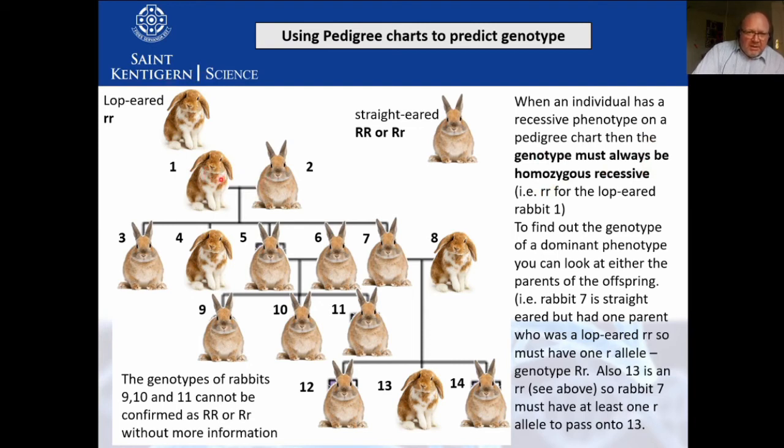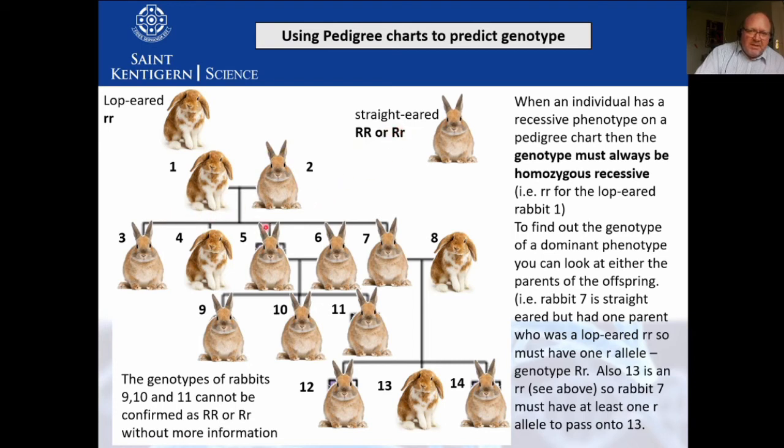Now, look at these two. We want to figure out, is he homozygous dominant or heterozygous? So if we cross him with a lop-eared, he's going to give a big R to have a straight-eared child. But look here, he actually had a lop-eared child. Where did that two recessive r's come from? One had to come from this individual, which means this individual has to be a heterozygote.